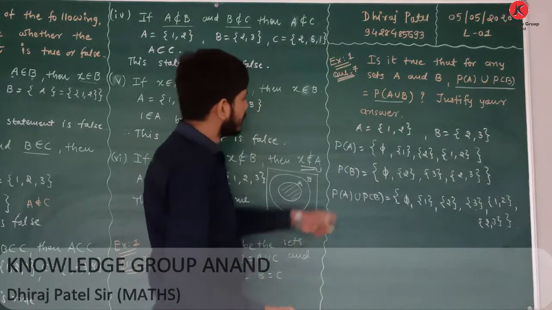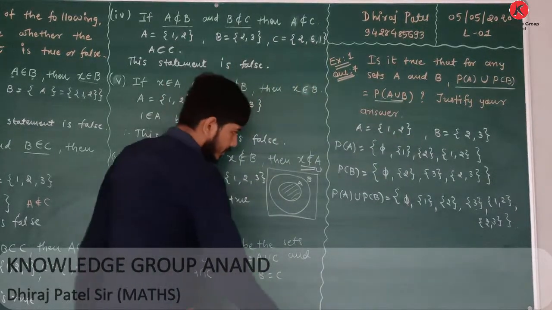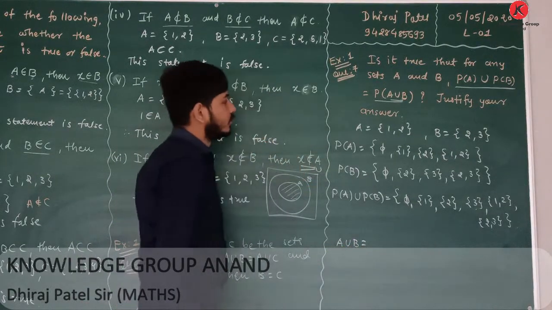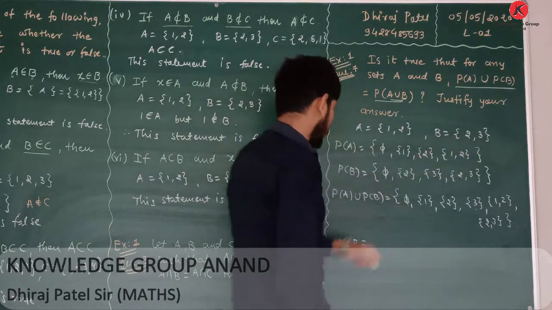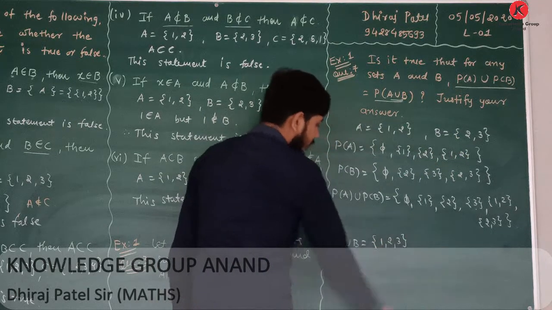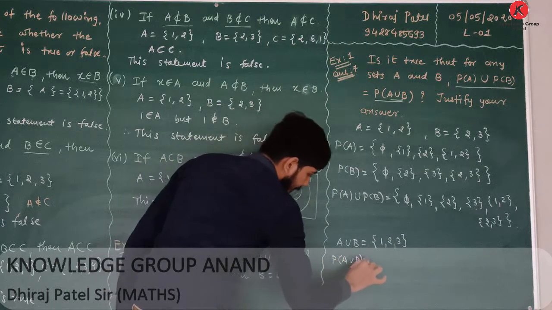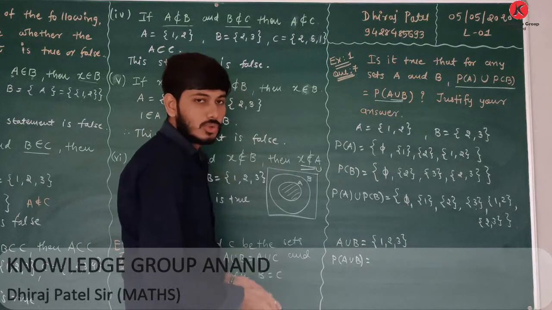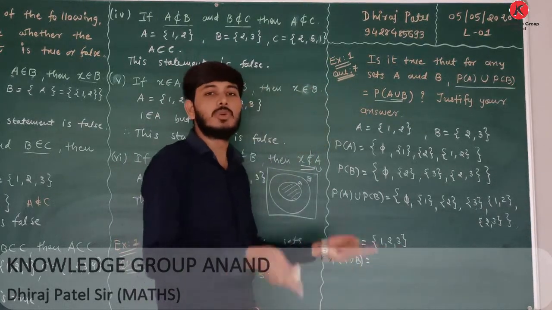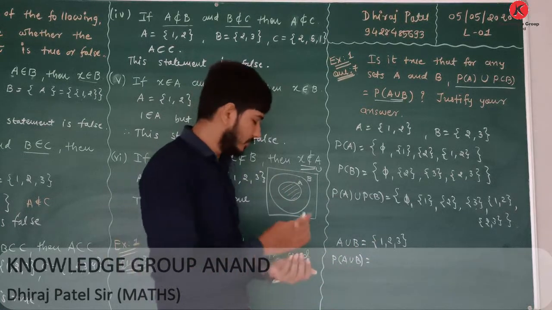Okay, now I am finding the power set of A union B. For finding the power set of A union B, first of all we need A union B. Find out A union B first. So what is A union B? A union B equals to {1, 2, 3} here. Now find out the power set of A union B. What do you mean by power set of A union B? You have to list out all the subsets of A union B and put those subsets in curly brackets. Then your power set of A union B will be ready.